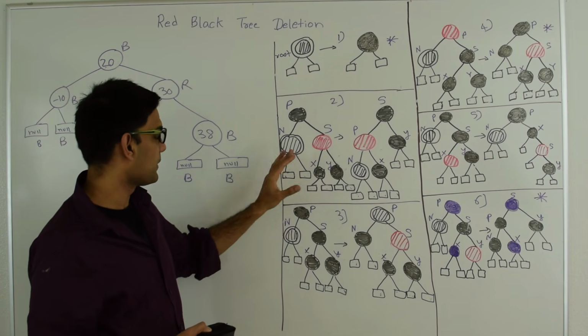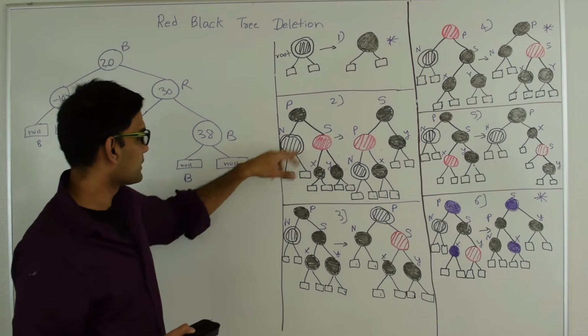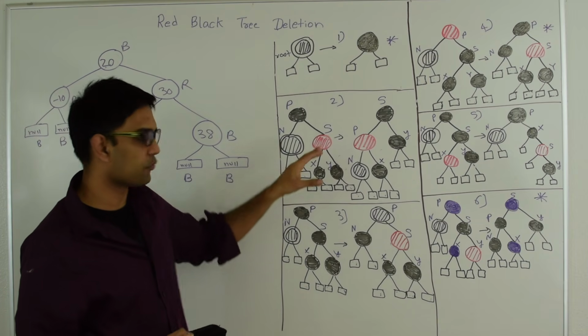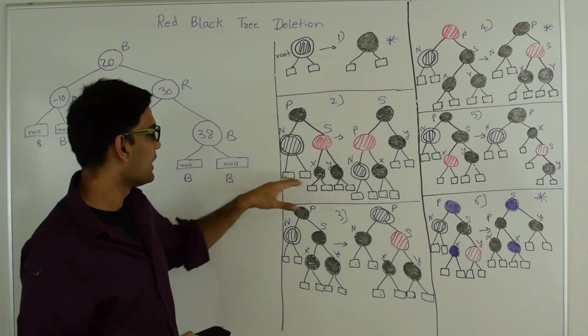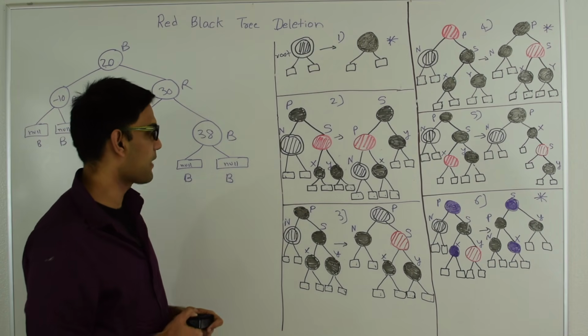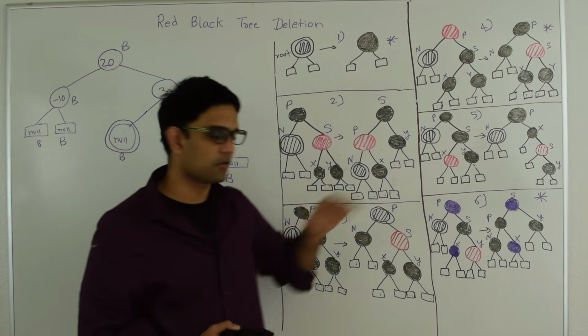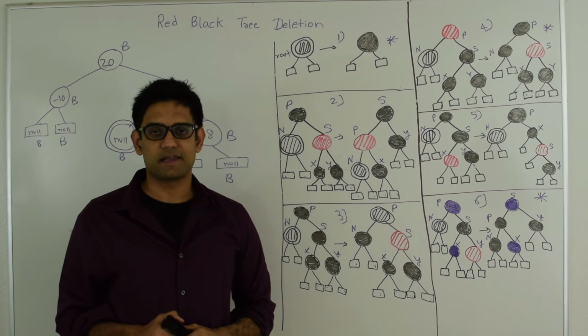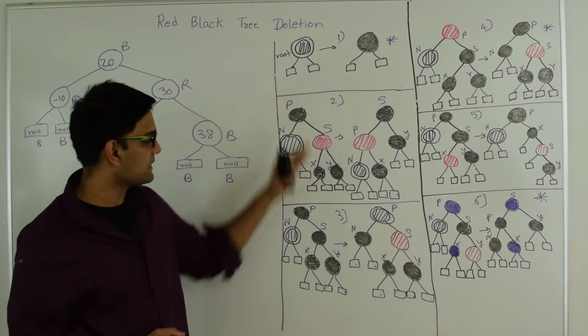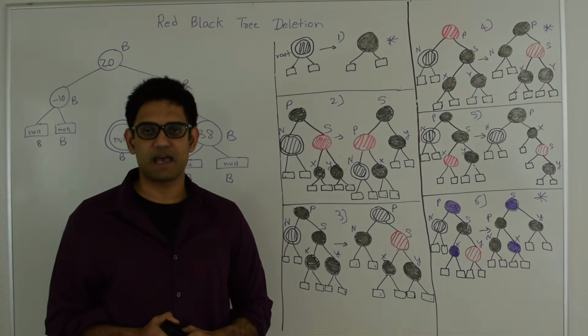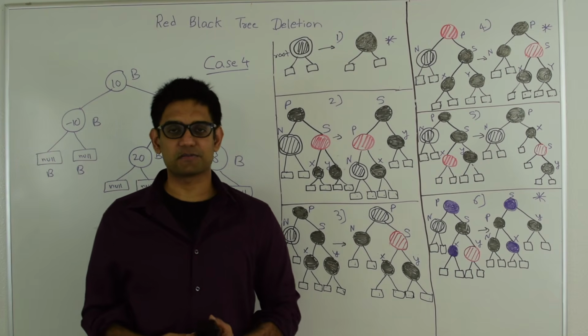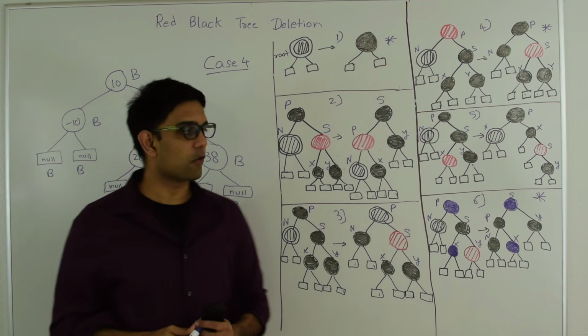So the mirror for this one would be that the double black node is the right child while the red sibling is the left child, having 2 black nodes and black parent. So all these 5 cases will also have their corresponding mirror cases. So let's try to understand each case one by one with the help of an example. Let's start with case 4, because I feel case 4 is the simplest of all the cases.